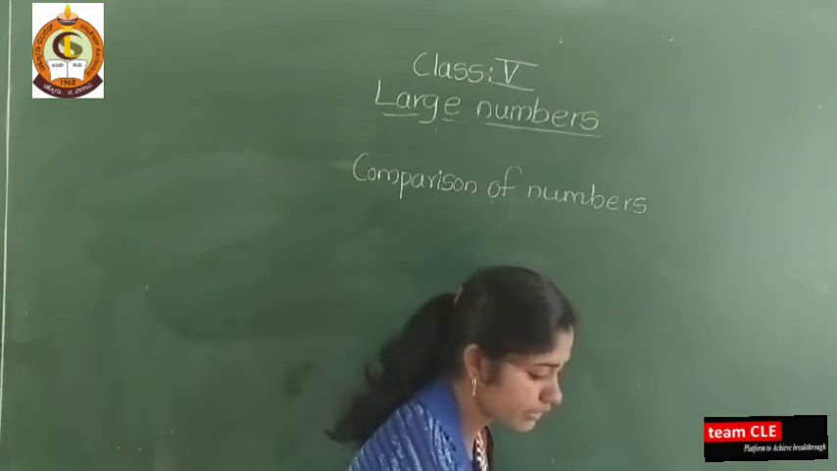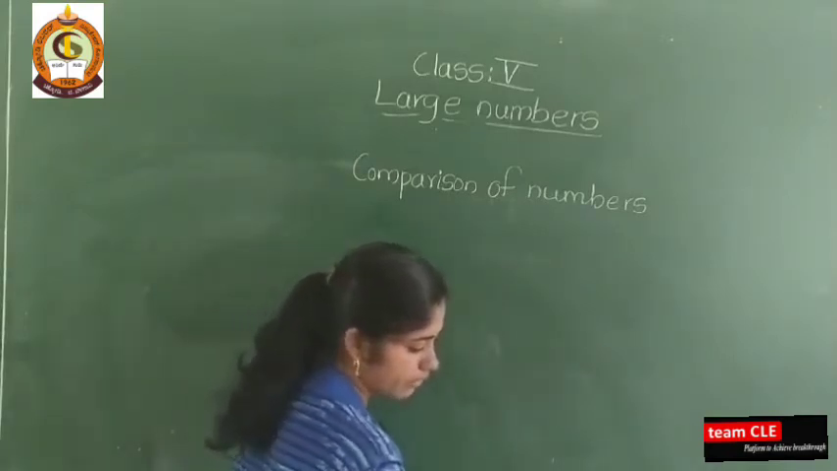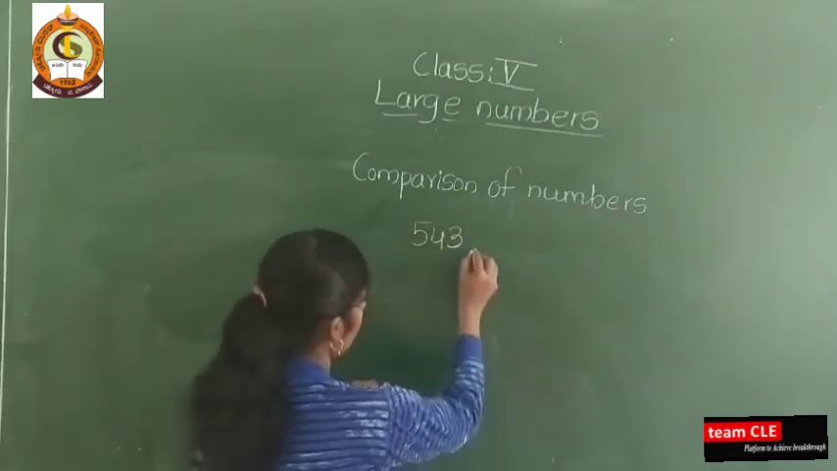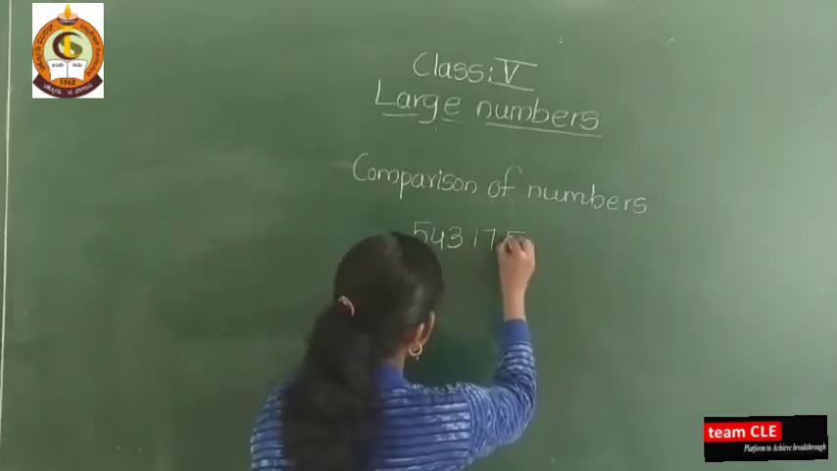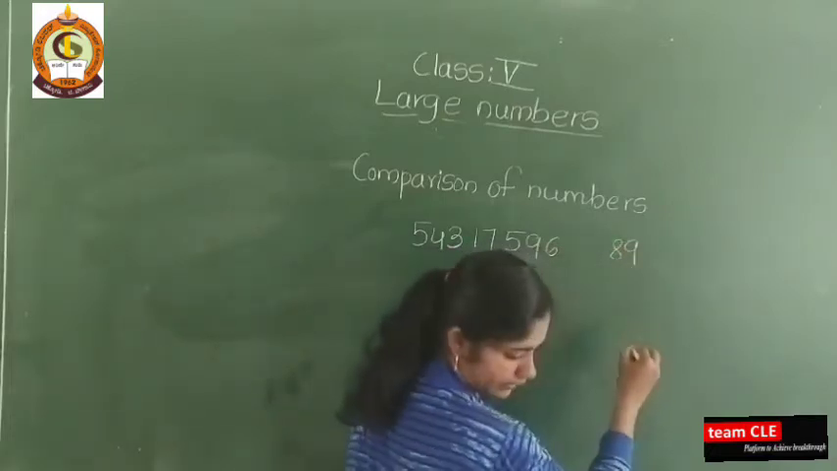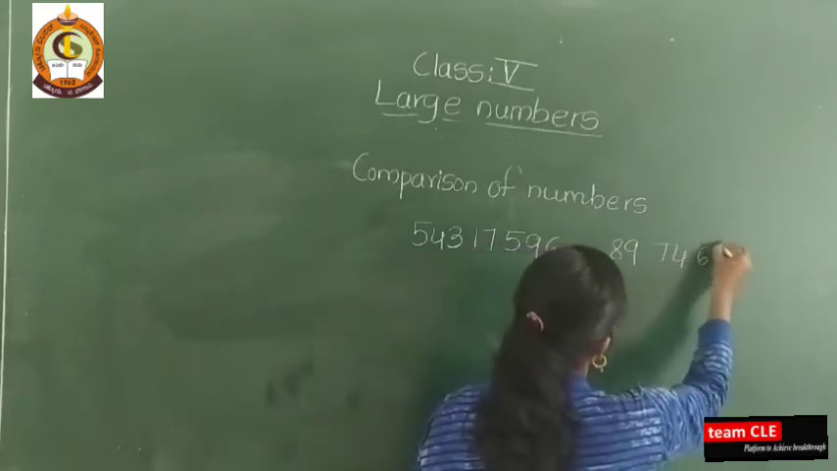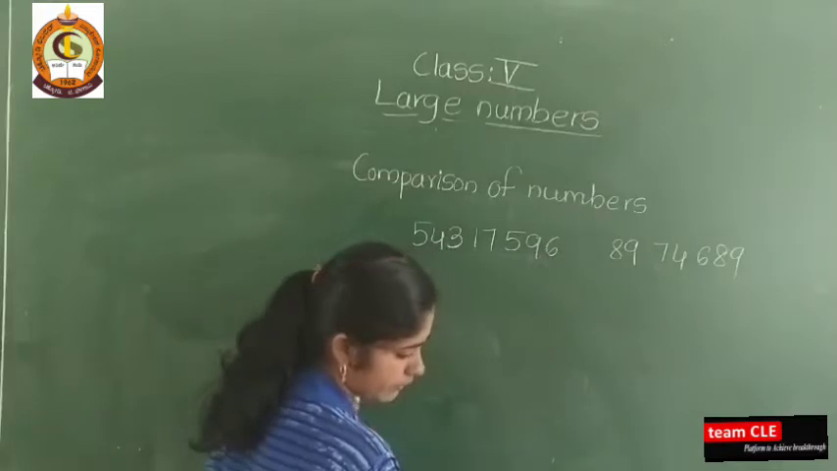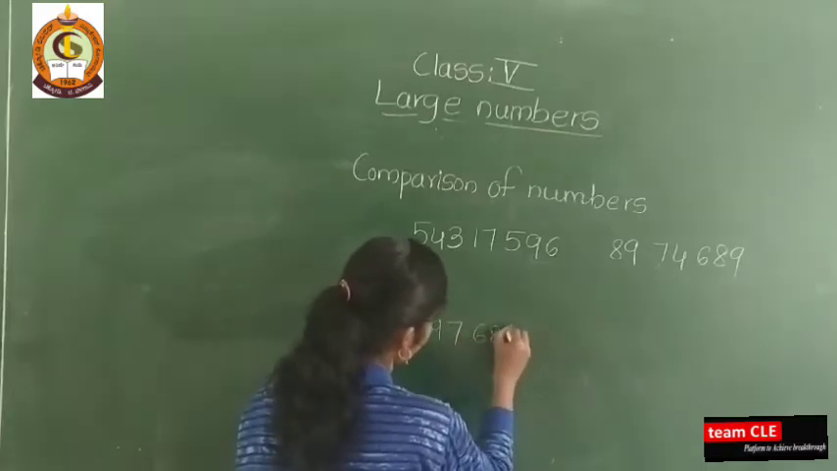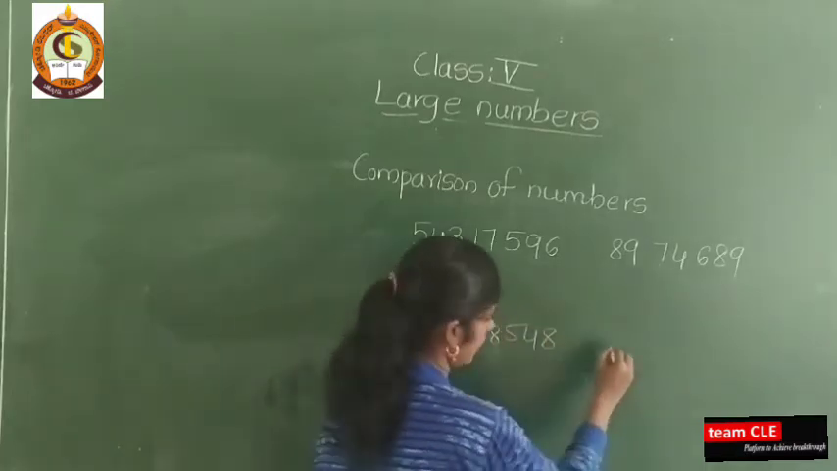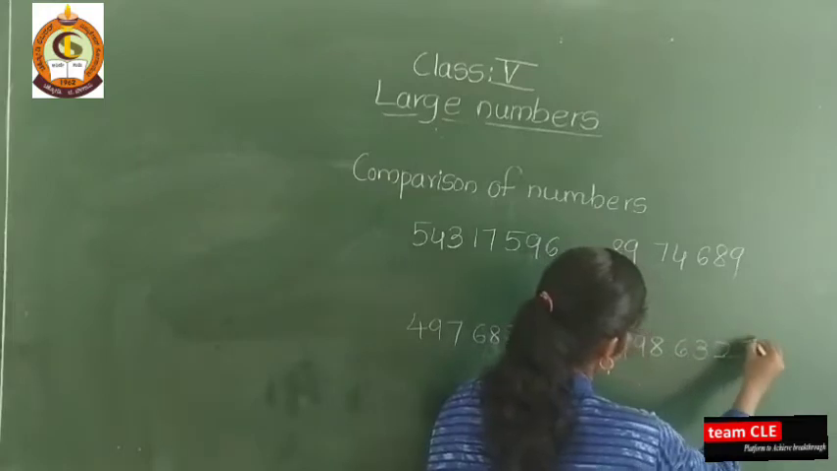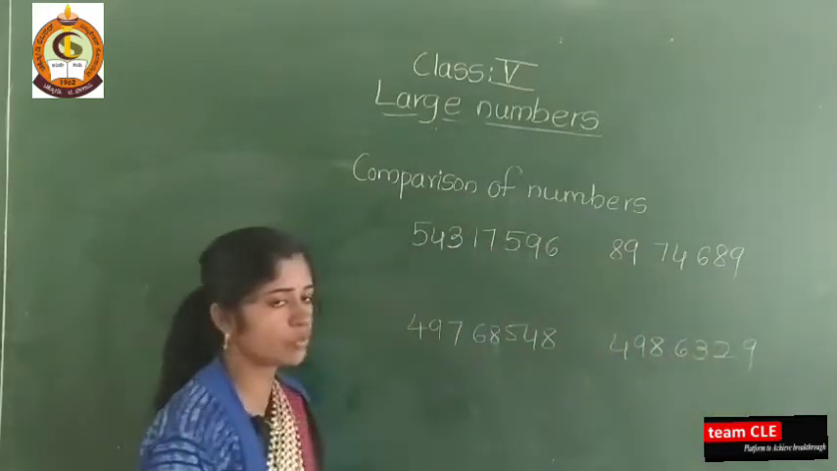So let us take one example. I will take here 543, 596, and you take one more number, 8974689. Then I will take one more number, 49768548, and one more example, 4986327. To compare these numbers you have two rules.